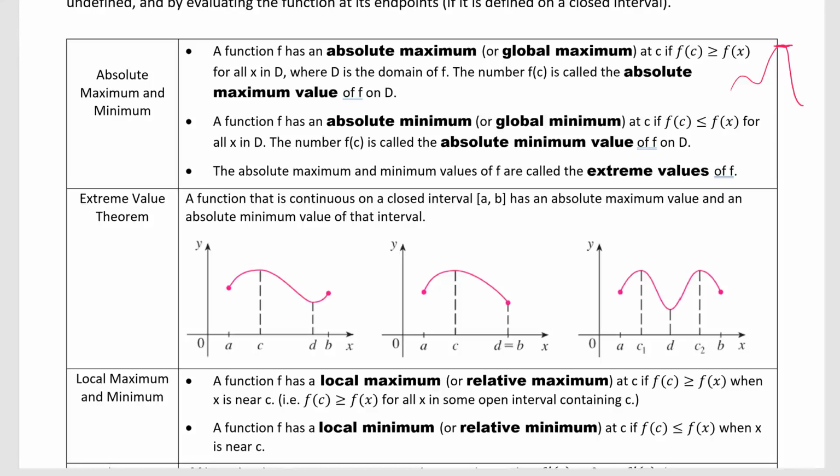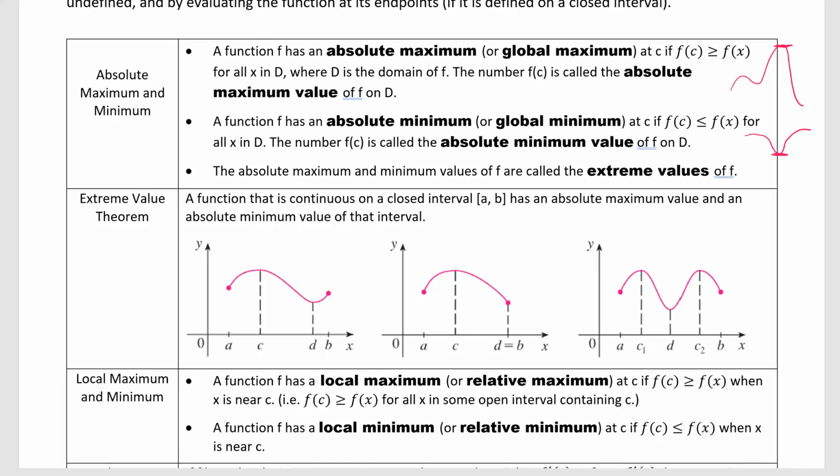Then a function f has the absolute minimum, or global minimum, at c if f of c is less than or equal to f of x for all x in the domain. Then this number f of c is called the absolute minimum value of f. So the picture would be like that. So this is the absolute minimum.